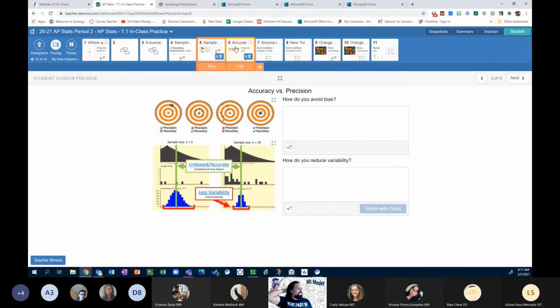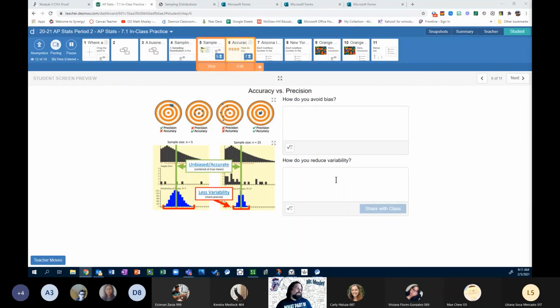All right, and so as far as avoiding bias and reducing variability, one of the basic ways to avoid bias is to sample randomly. Make sure you're doing a simple random sample. If you're taking random samples from your population, it's the best way to avoid bias. One of the best ways to avoid bias. There's other things we can do to avoid bias that we discussed, hopefully, previously.